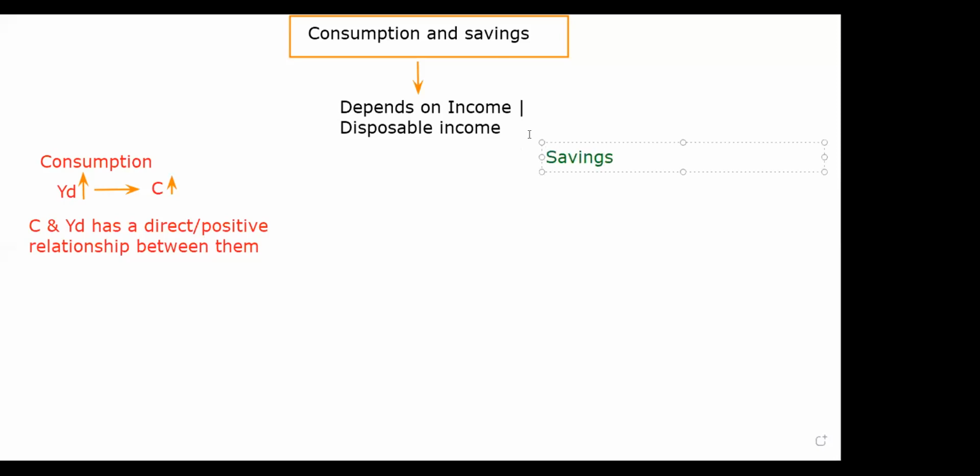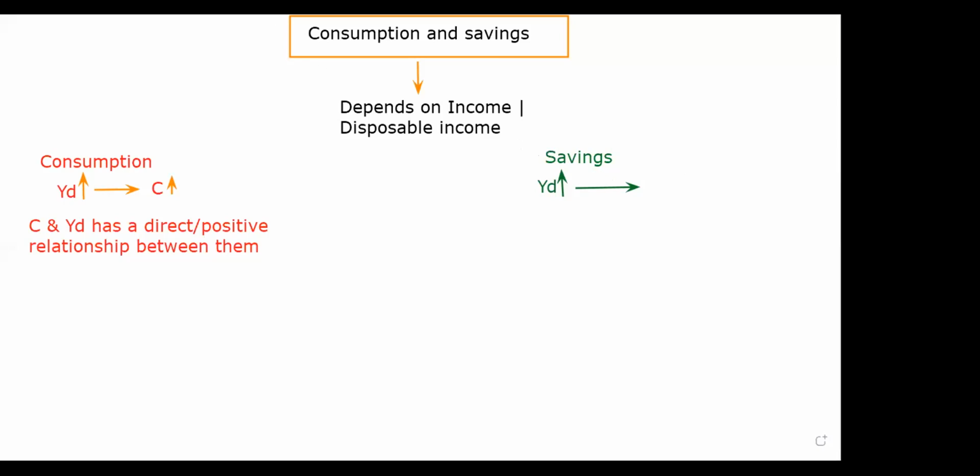Savings. Now if the income increases, if YD increases, what do you think happens to savings? If income increases, what happens to savings? Now, if income increases, consumption increases. What happens to savings? Does savings also increase, does it decrease, or does it remain constant? What do you think happens if income increases?